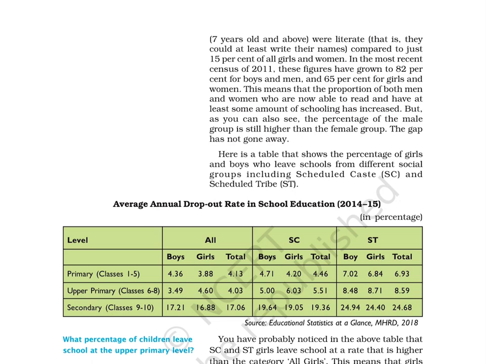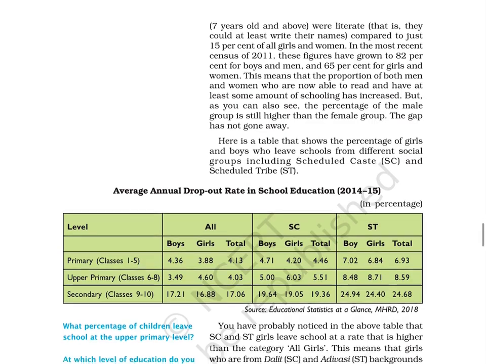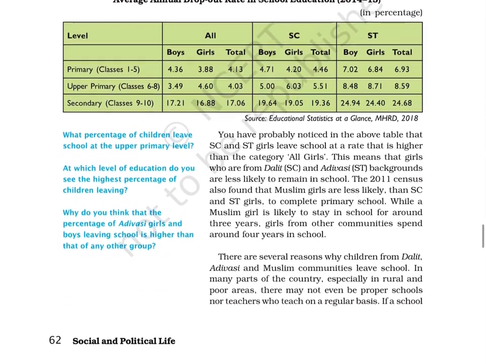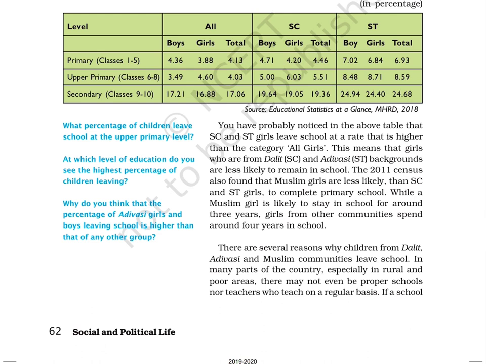There is a table given here which mentions the percentage of girls and boys who leave schools from different social groups, including scheduled caste SC and scheduled tribe ST. A table is given here on page number 62 titled Average Annual Dropout Rate in School Education from 2014 to 15. The figures given in this table are in percentage. There are 4 columns given here, titled Level, All, SC and ST.